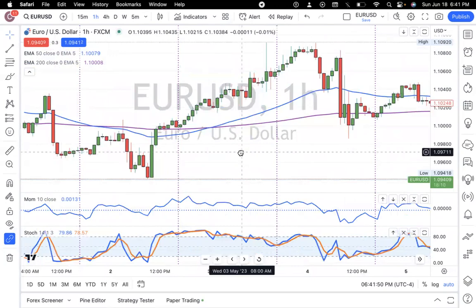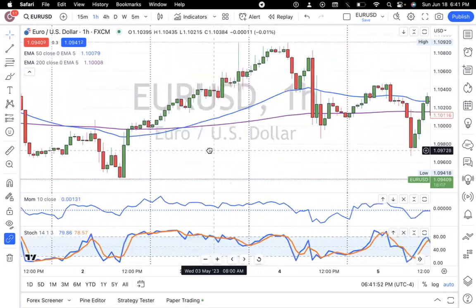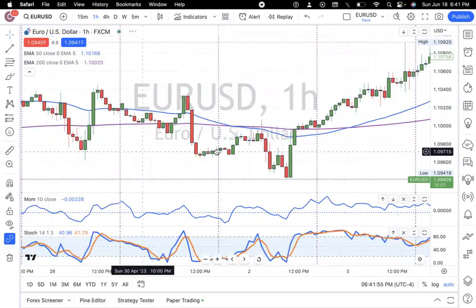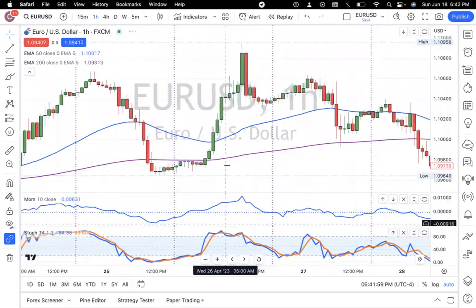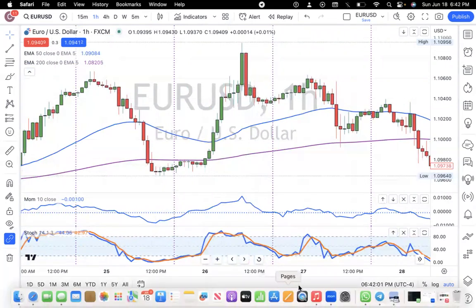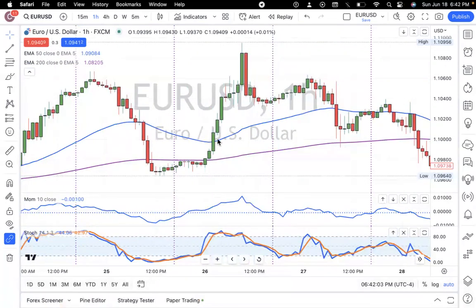So, we're gonna do another example. That one was a little sketchy, but I'm gonna try to find some candles above the EMA. This is so good. I love it. Look at this. So, right here, it was a little bit of consolidation.